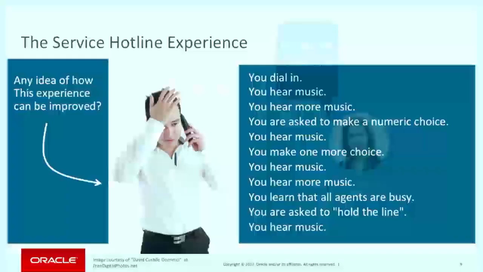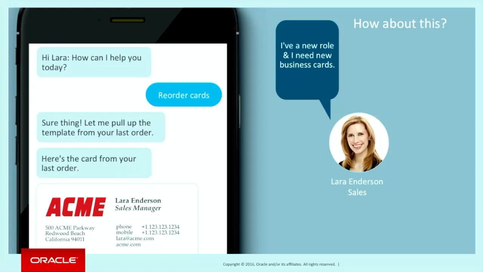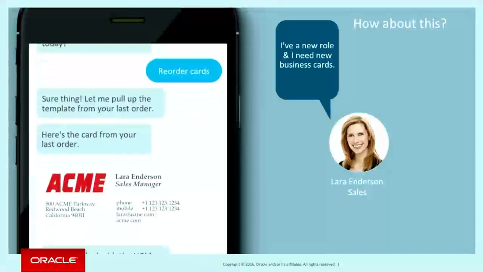How about this? Lara Anderson is a sales representative, and she made a change in her business. Could be a career change or just a change of her position. She needs new business cards. So instead of calling a service hotline or writing an email, she just picks up the messenger and starts typing to a chatbot. And she says, I want to reorder cards.